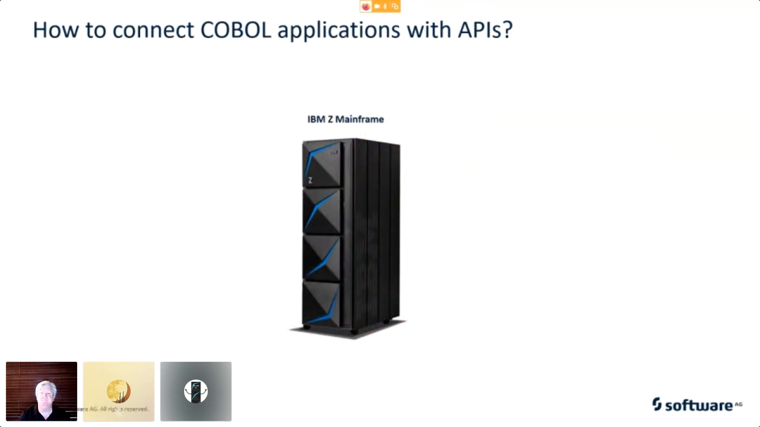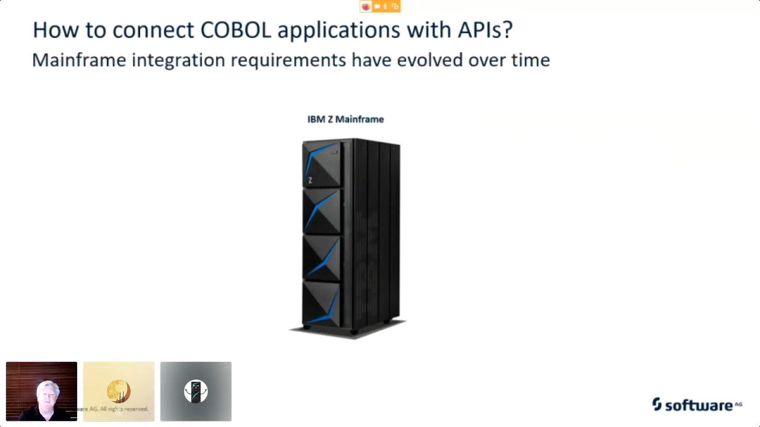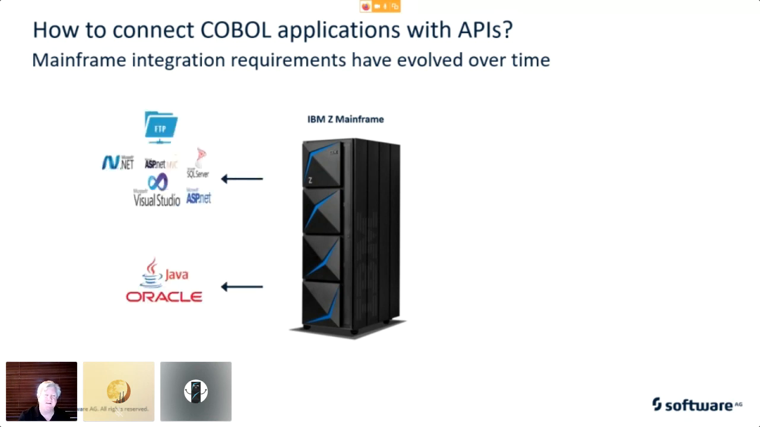At one point in time, the IBM mainframe was the center of the universe. Everything consisted on the mainframe, but times changed, and the integration requirements evolved over time. Initially, there were those .NET, or actually back then Visual Basic, Java applications that needed information from the mainframe or would push information to the mainframe. Oftentimes, those were done through FTP processes, batch jobs, extractions, runs.